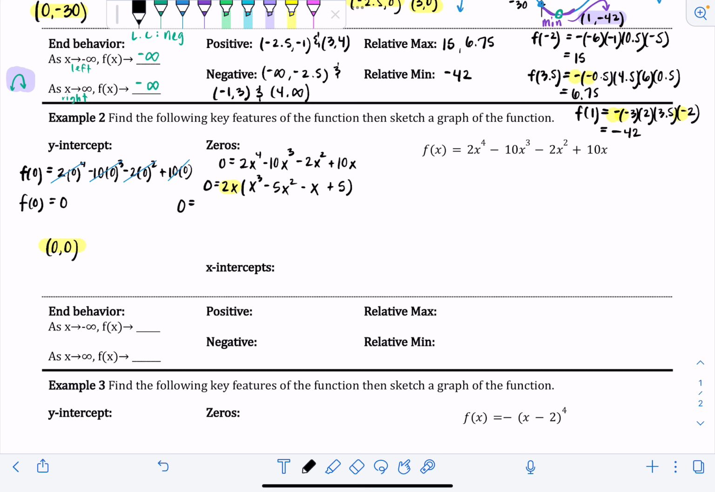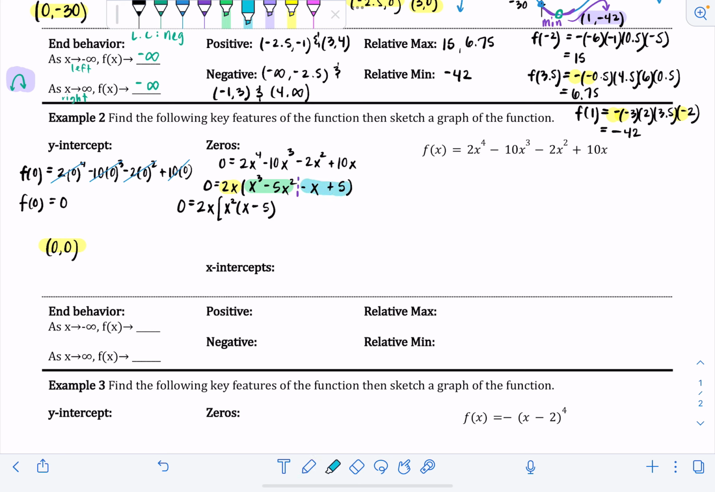The 2x out in front has to stay in front the entire time. So it'd be 0 equals 2x. And then inside the parentheses, I'm going to cut this in half to use factor by grouping. So from the first half, x cubed and 5x squared, I'm going to put some brackets up here to separate between the different parentheses. Between x cubed and 5x squared, the GCF is x squared. When I pull that out of x cubed, it leaves me with x to the first power. When I divide it out of the negative 5x squared, it leaves me with negative 5.